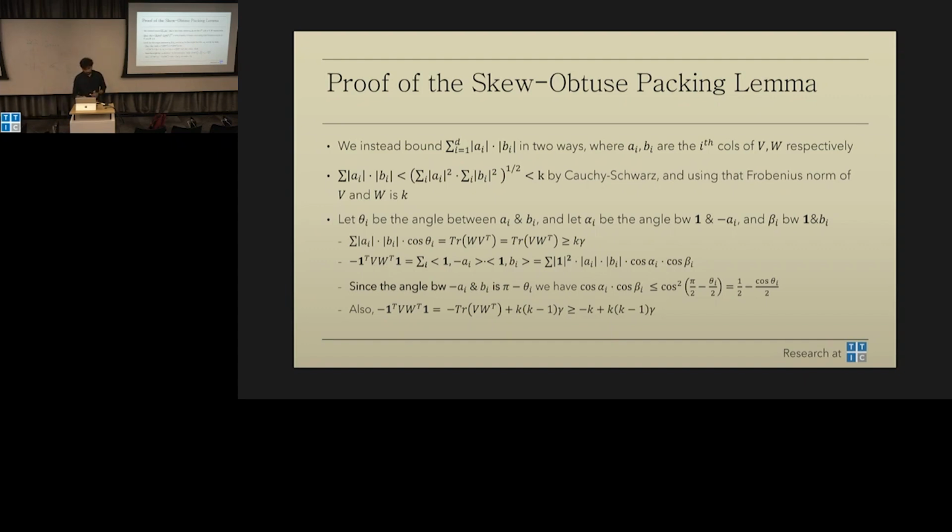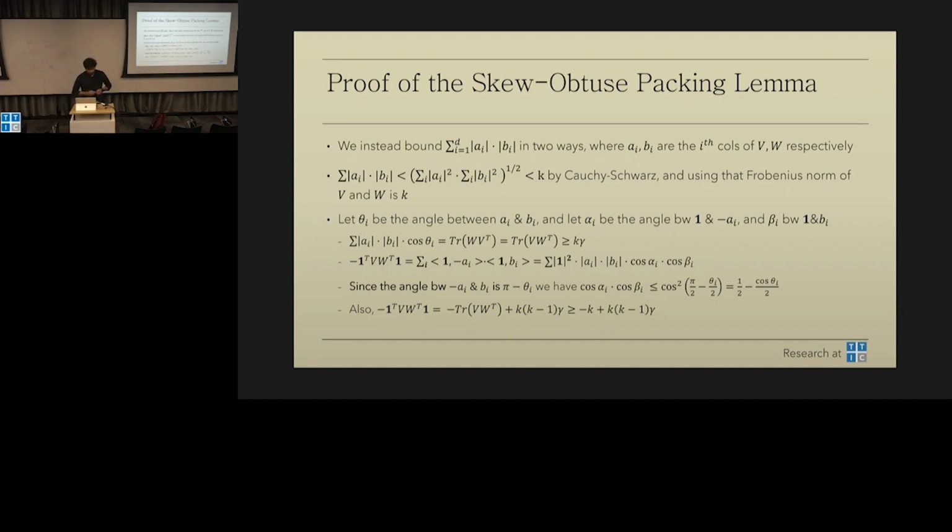We'll come to alpha I and beta I later, but these are the angles between 1 and minus AI, and 1 and BI. That's all. Just be sure this angle will actually turn out to be more than 90 degrees. So this is a better picture to keep in mind. So this is minus AI.